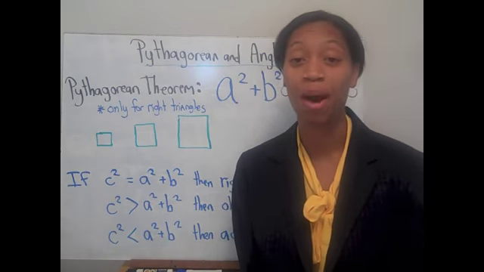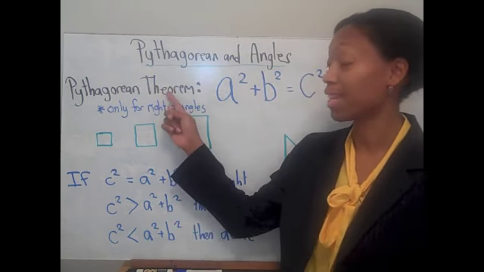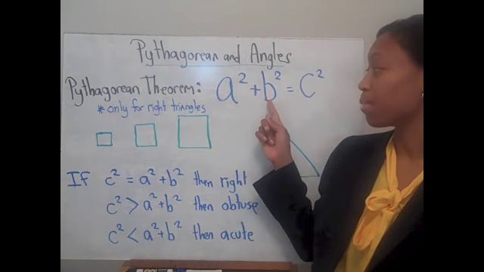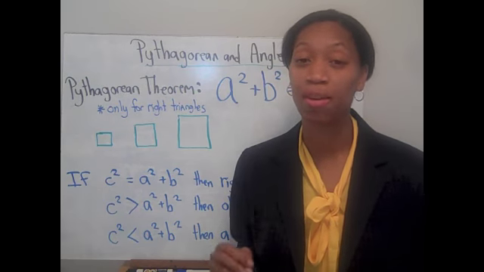Hello, this video is about the Pythagorean Theorem. The Pythagorean Theorem says that a squared plus b squared equals c squared. This has a meaning geometrically, physically.